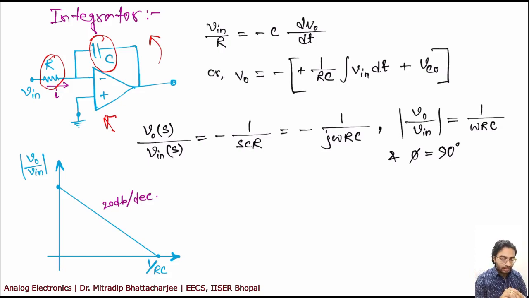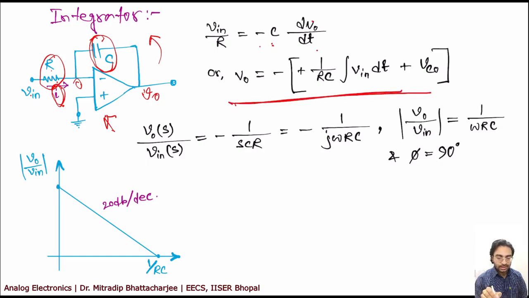Similarly, your V in by R is your I, because this is 0. So V in minus 0 by R is equal to I. And what will be the current through this? It will be minus C. Now this is dV0, so it will be minus C dV0 dt. So you will get some expression like this, where VCO is the integration constant.